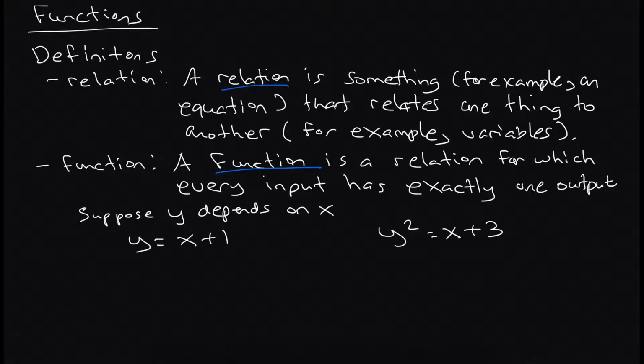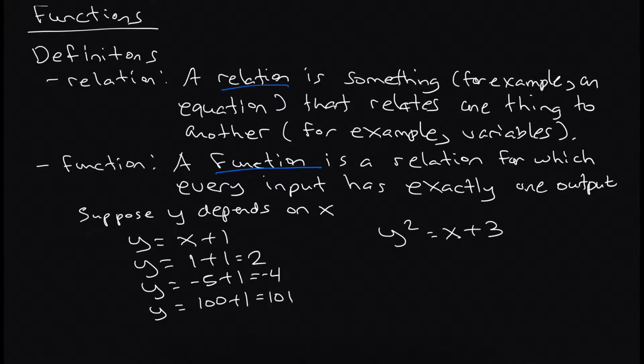So y equals x plus 1, no matter what we plug in for x there, we're only going to get one answer for y. If we plugged in 1 for x, we would get 1 plus 1 is 2. If we plugged in -5 for x, we'd get -5 plus 1 is -4. If we plugged in 100 for x, we would get 100 plus 1 is 101. There's no way to get more than one answer out of that type of equation or relation, so that is going to be a function. So it is a function, and FNC is usually my abbreviation for function.